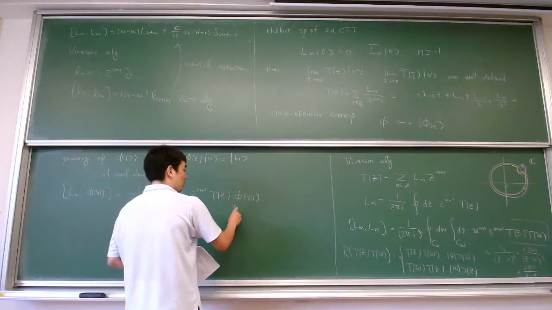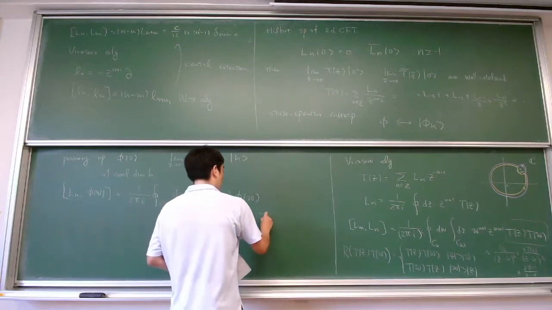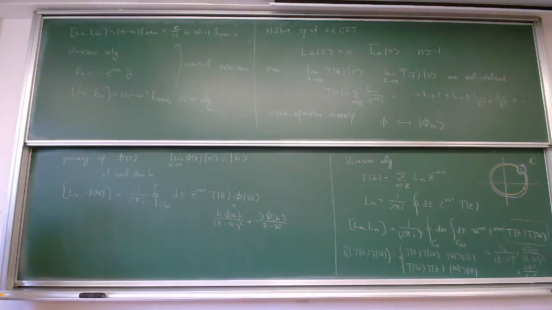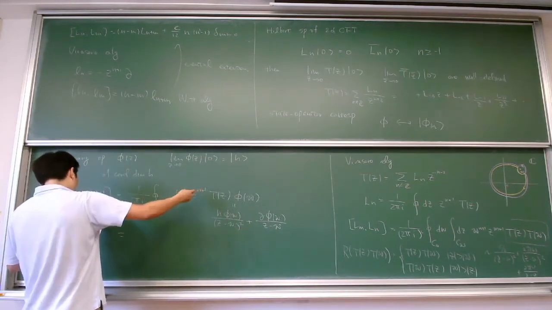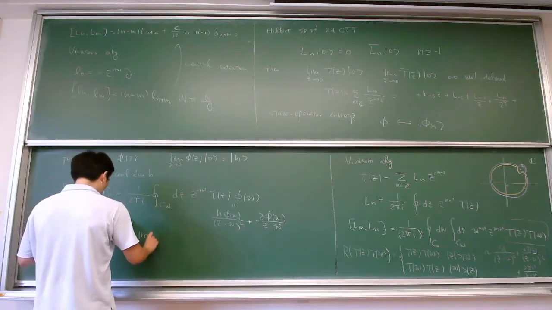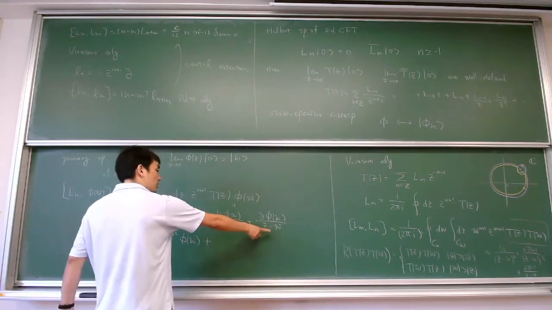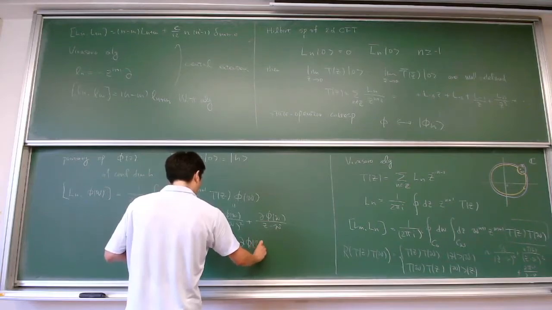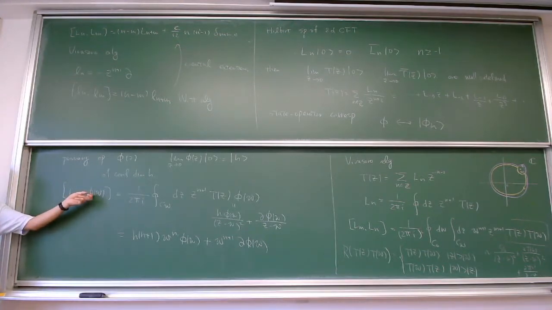So you already know this is primary. So this is phi of w over (z minus w) squared, plus partial phi of w over (z minus w). And now I'll do the contour integral. It's very straightforward to do the calculation. Since this is a second derivative, you have to do the first derivative. So you have h times (n plus 1) w to the n phi of w. And plus, here is just an ordinary contour integral. Just substitute z equal to w. So w^(n+1) partial phi of w. So this is how the Virasoro generator acts on a primary. That's very straightforward.